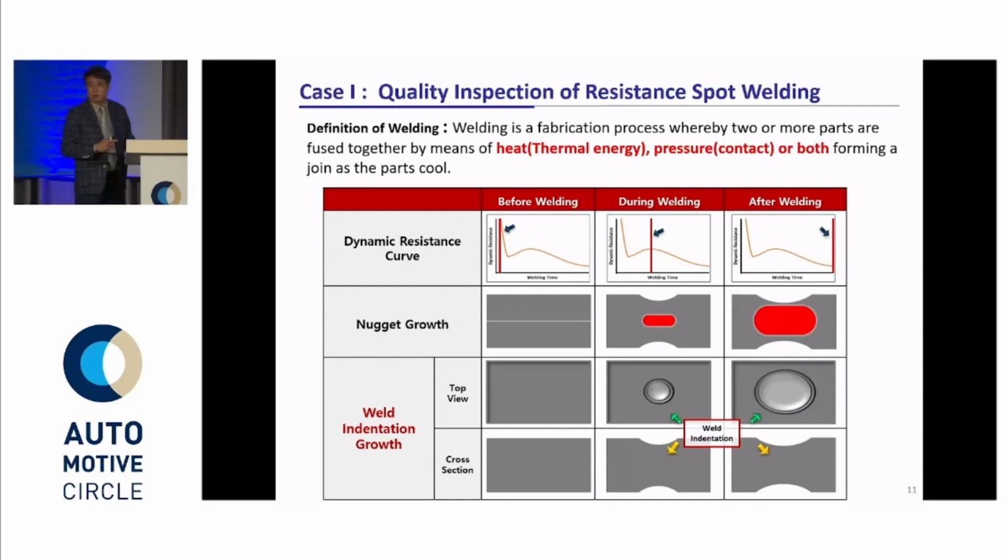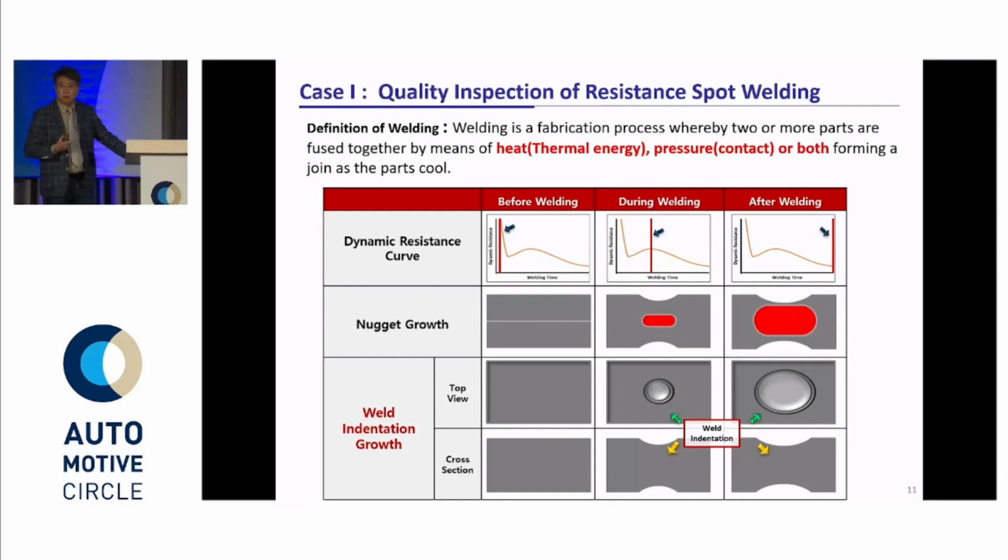At the same time, indentation size and geometry become larger and larger, and it will reach the end of the weld. So by looking at this mechanism and its well-known facts, we can say there will be a very high correlation between the nugget growth and also indentation growth, and it should be a very linear relationship between the nugget and indentation of the resistance spot weld surface.